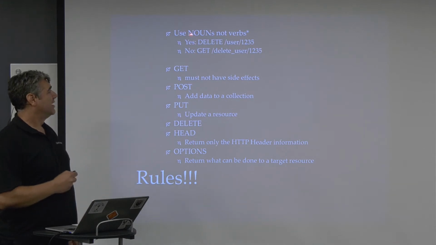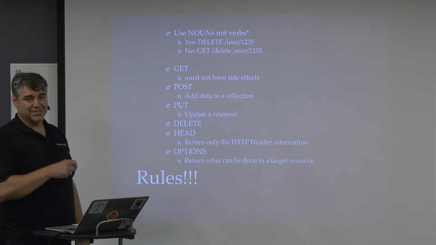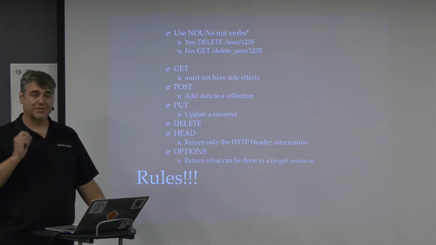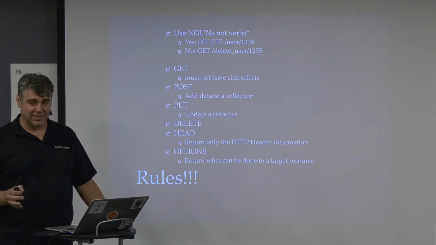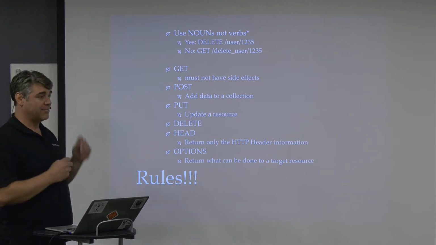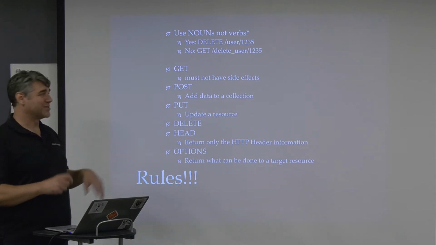The first one is nouns, not verbs. In the URI, these are nouns. These are objects or collections. They aren't actions. Mind you, there is an asterisk. There are things called controllers. I'm not going to get into that here, but that can be a verb, but it would happen with a post, and it happens at the end. That we're not going to cover.